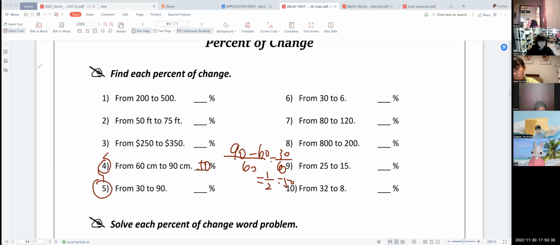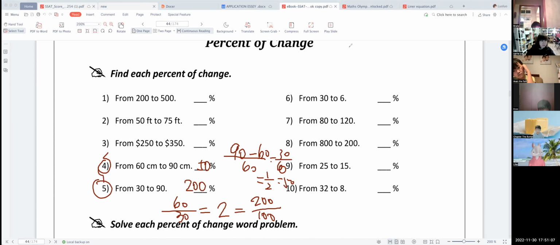60. Okay, so how to do this? So 60 is the increase. Very good. But Lilac, let me ask you, what is the original one? It's always the increase divided by the original, right? So 30 to 90, which one is the original? 30. Very good. So 60 divided by 30 equals 2. So 2 equals what? 2 equals 200 over 100. So that's why it's 200%.